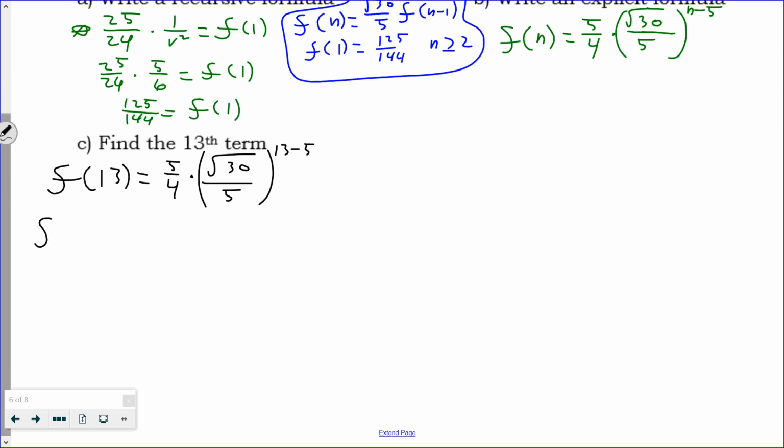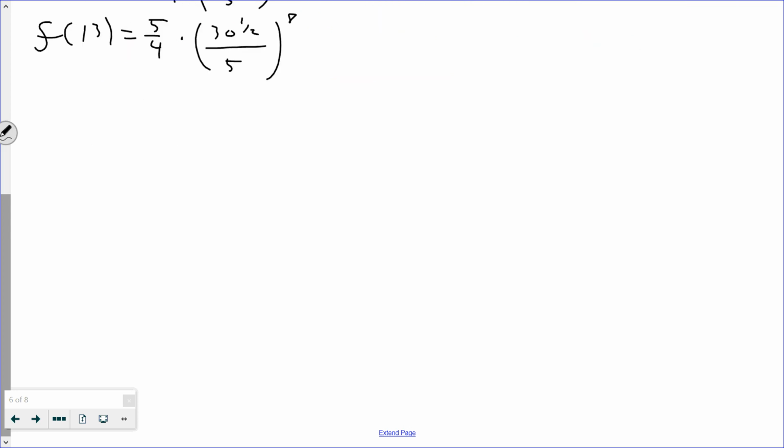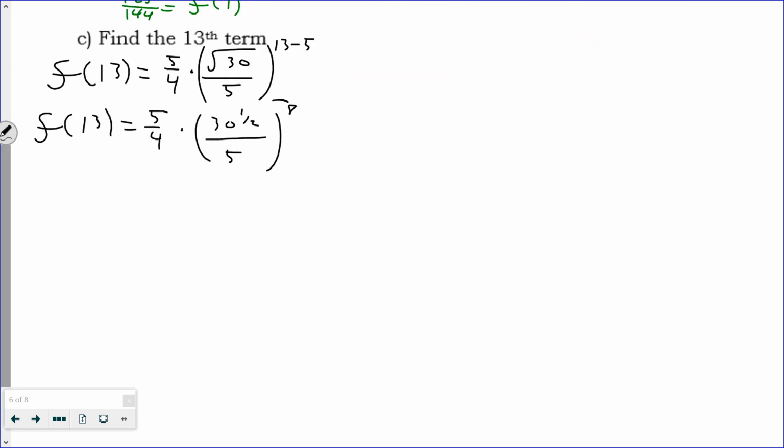So f of 13, that's going to be 5 over 4 multiplied by 30 to the 1 half, all over 5 raised to the 13 minus 5. I change the square root of 30 to 30 to the 1 half so I can deal with all the exponents. Distribute in this 8, and I get 5 times 30 to the 4th power all over 4 times 5 to the 8th power.